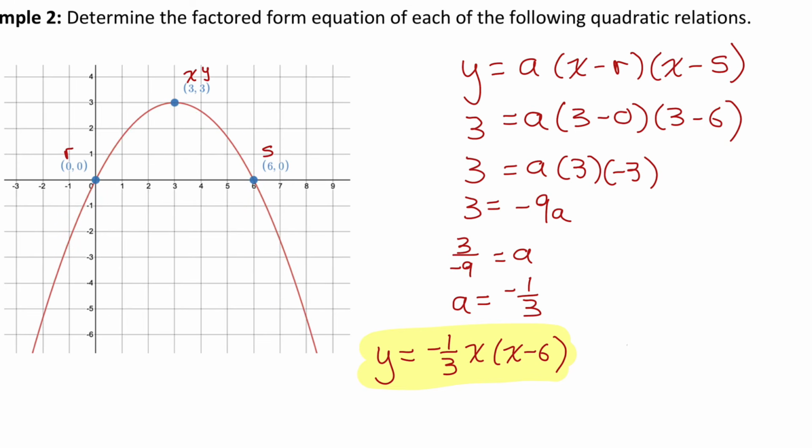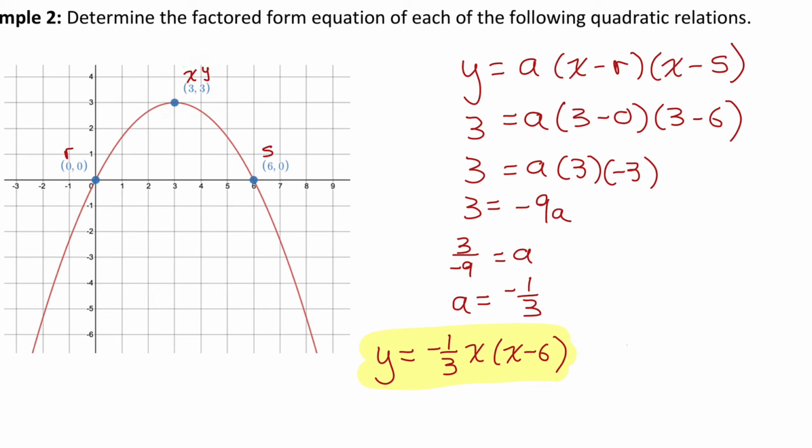Hopefully you could see clearly that this factor would be 0 if x was 0, which is why we have an x-intercept at 0. And this factor would be 0 if x was 6, which is why we have an x-intercept at 6 on the graph. And then calculating this a value is necessary because there's an infinite number of parabolas that have those two x-intercepts, but this very specific parabola has to pass through that point (3, 3).